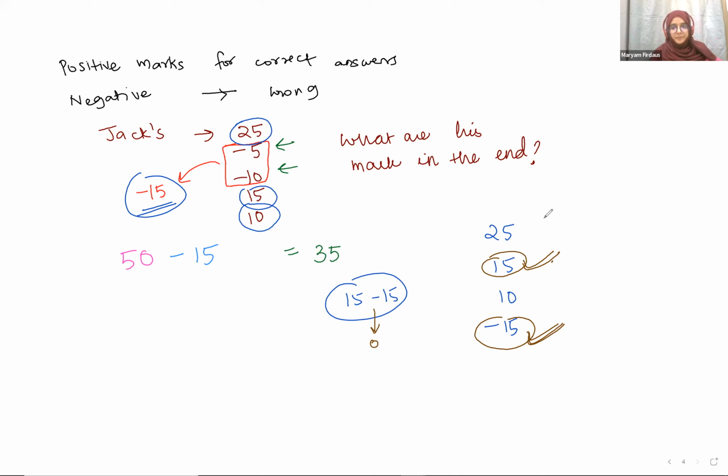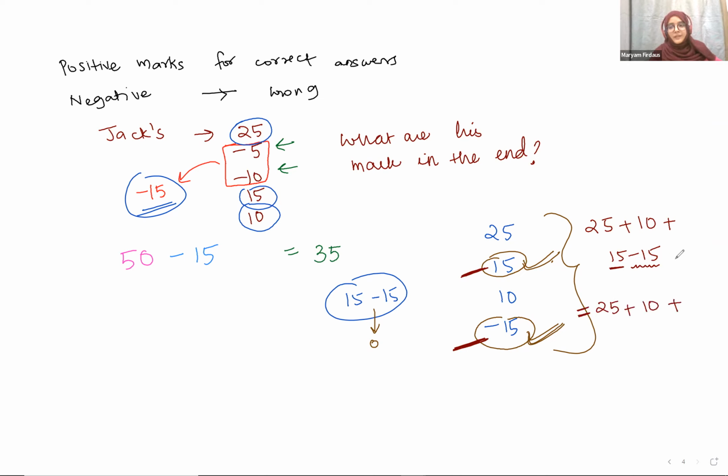So in the end, you can write this as 25 plus 10 plus 15 minus 15. Why? Because this is 15 and this is minus 15. That's what I have done. So this is equal to 25 plus 10 plus 15 minus 15, which gives 0. So that's 25 plus 10 plus 0, which is 25 plus 10.